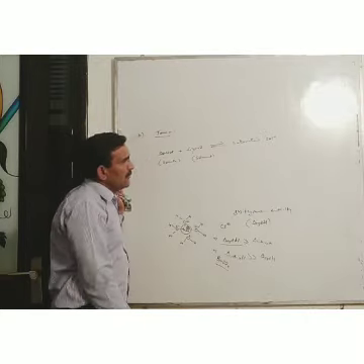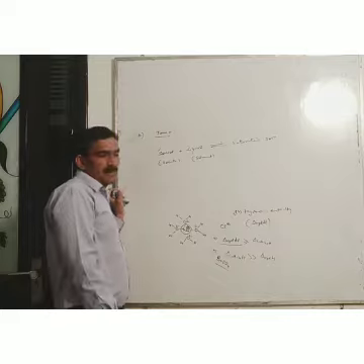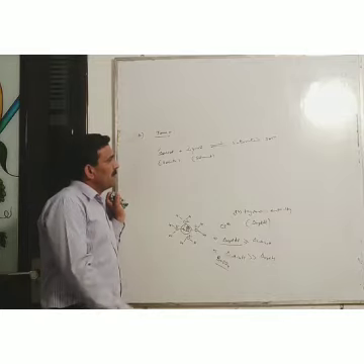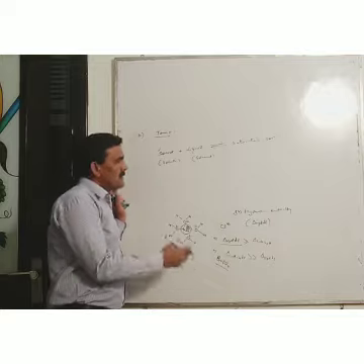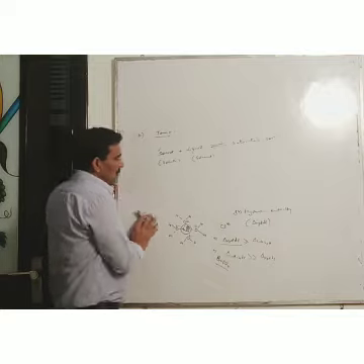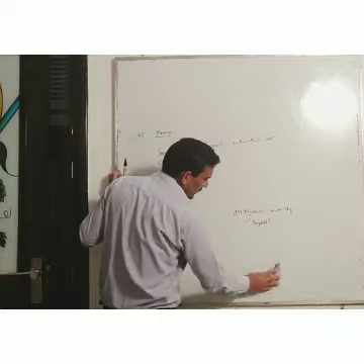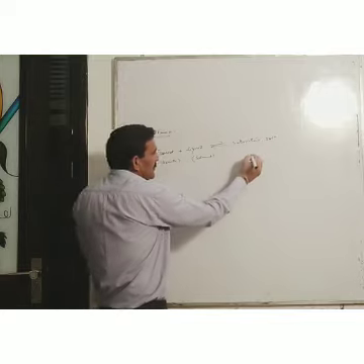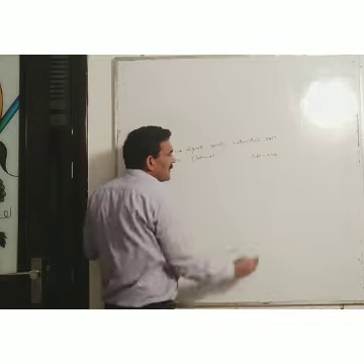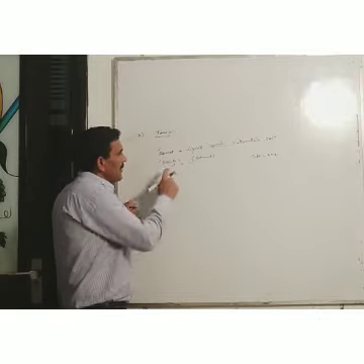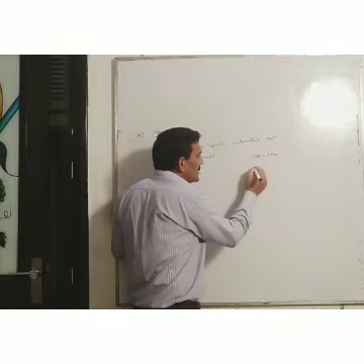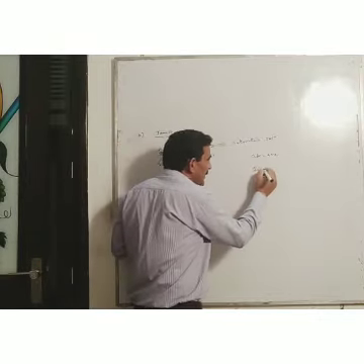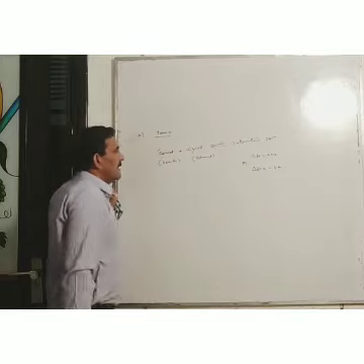And this process, this equilibrium, can be either endothermic or exothermic. When a solid dissolves in a liquid, either some heat will be overall absorbed or some heat will be overall evolved. If overall some heat is absorbed, this process will be endothermic and delta H will be positive. And if overall some heat is evolved, this equilibrium is exothermic and delta H will be negative.